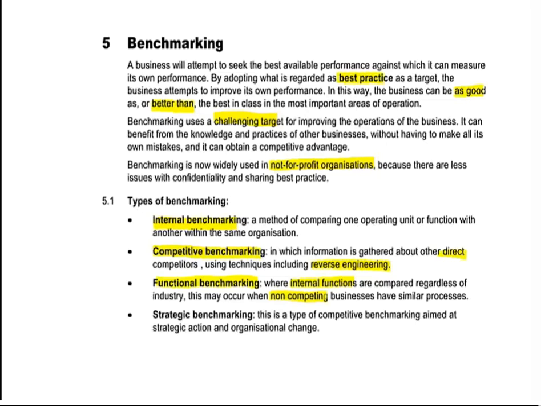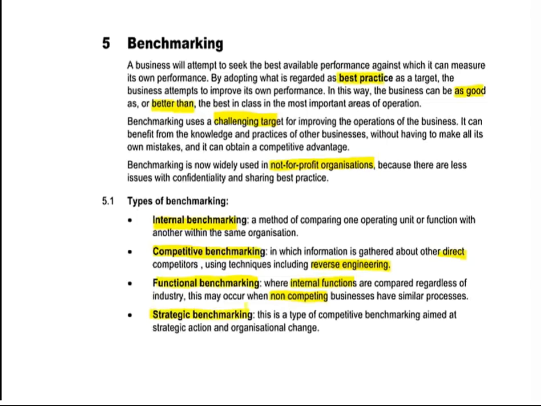Another example of functional benchmarking is if it's the same type of production process. So HP were able to benchmark Coca-Cola to see best practice about putting the lids onto bottles. And Coca-Cola were happy to share that information because there wasn't a direct conflict. People don't drink brown sauce as a substitute for Coke.